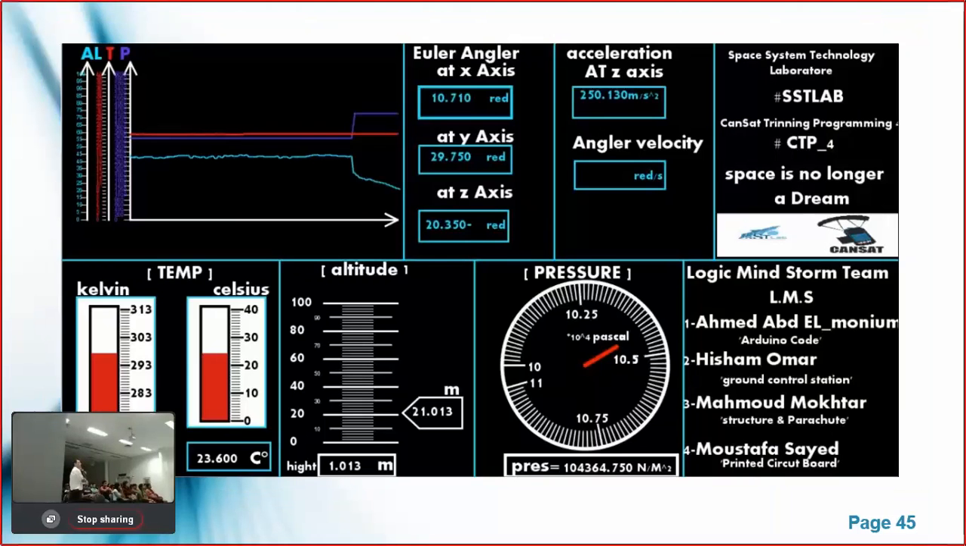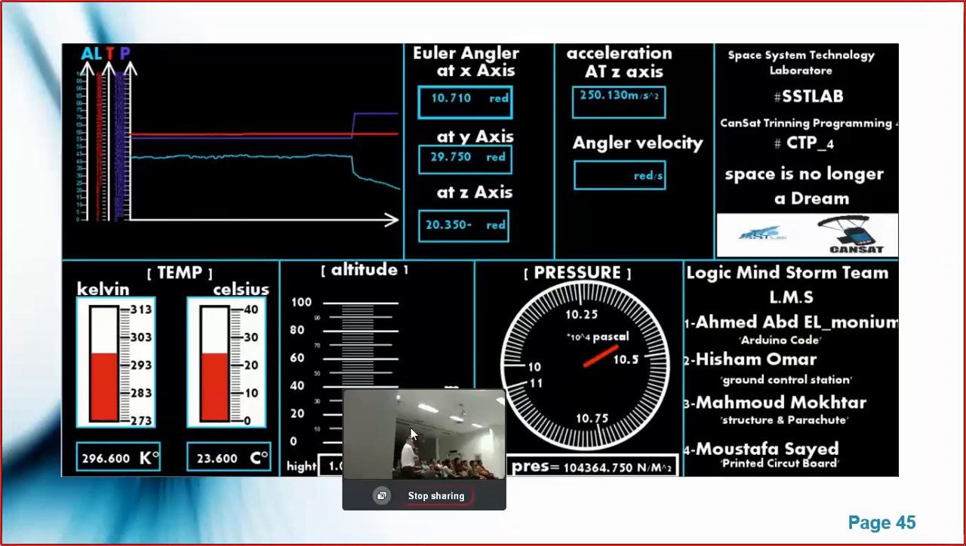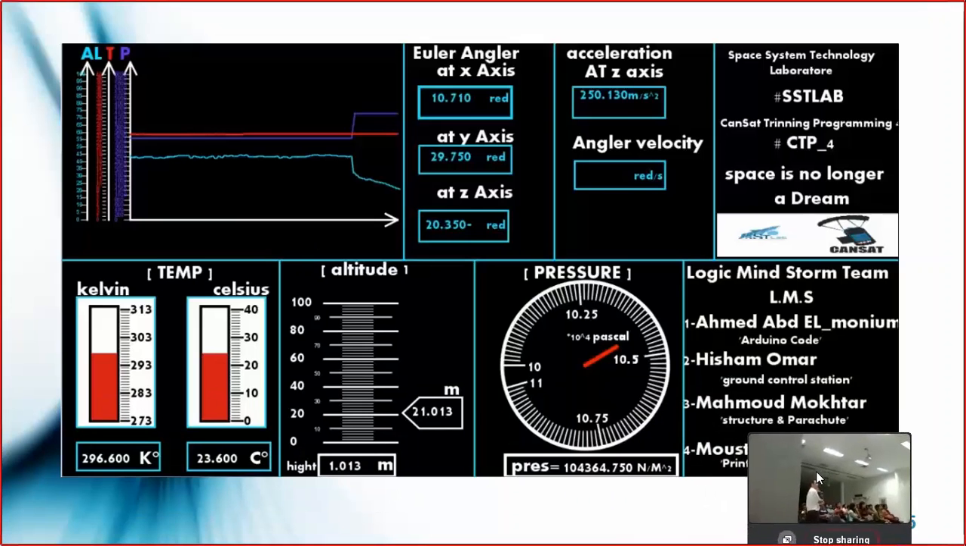This is our ground station with altitude, temperature and pressure on the graph. We have also the Euler angles in the 3 axes of x, y, and z. We have the acceleration and the angular velocity. We also have the temperature, in Kelvin and Celsius. We have the altitude in meters.